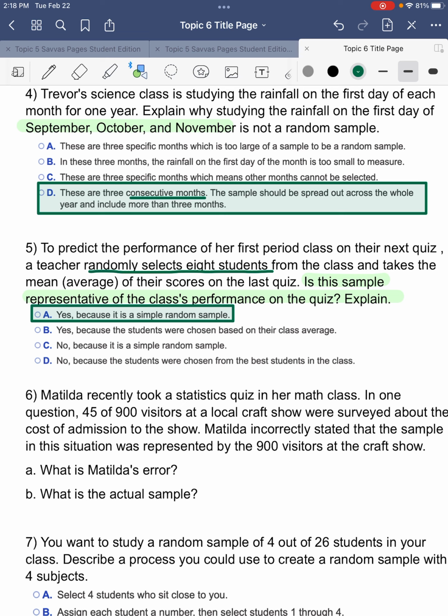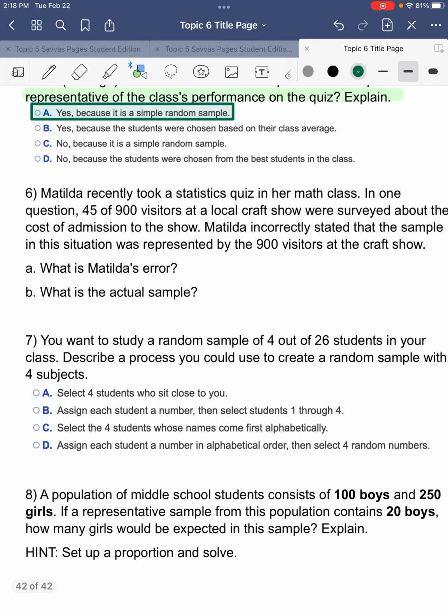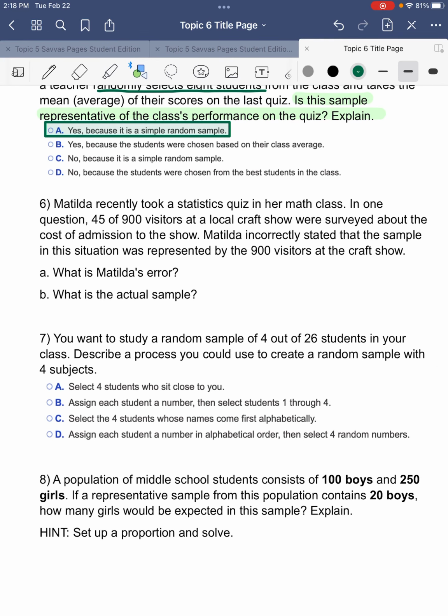Okay. Moving on to number 6. Matilda recently took a statistics quiz in her math class. In one question, 45 of 900 visitors at a local craft show were surveyed about a cost of admission to the show. Matilda incorrectly stated that the sample in this situation was represented by the 900 visitors at the craft show. Okay, so we know that there were 45 people surveyed of the 900 visitors. So Matilda then said that the sample in this situation was represented by the 900 visitors. And that was incorrect. So what was Matilda's error?